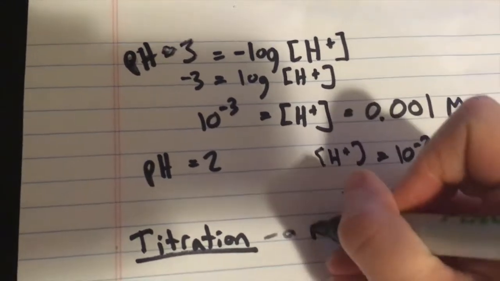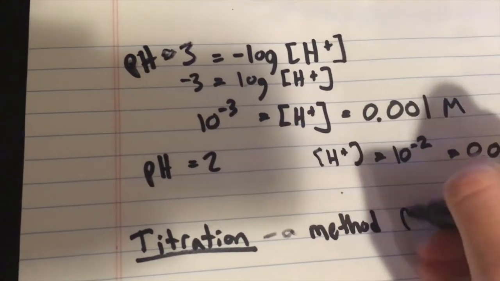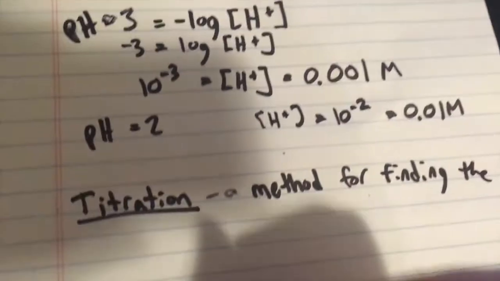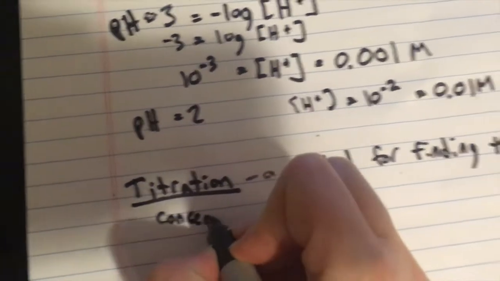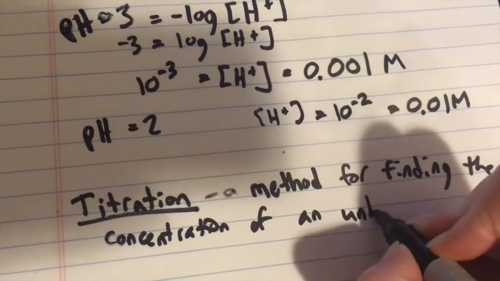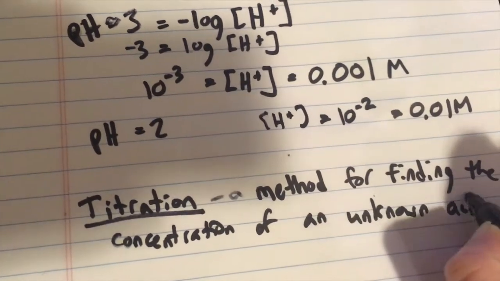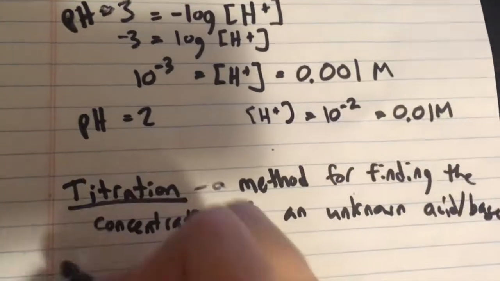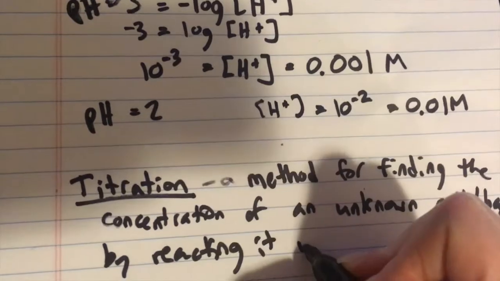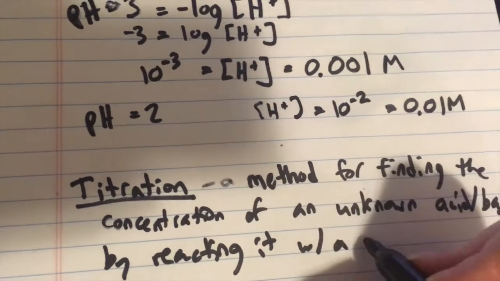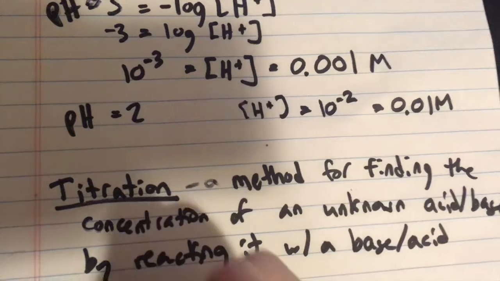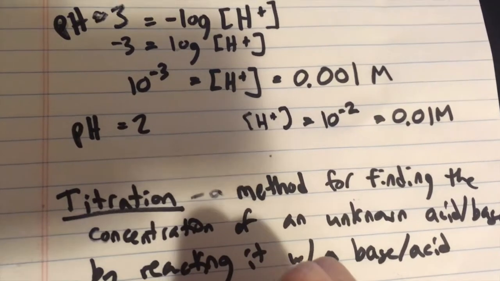So titration is a method for finding the concentration of an unknown acid or base by reacting it with, and if it's an acid, you would react it with a base, and if it's a base, you would react it with an acid, right, of known concentration.